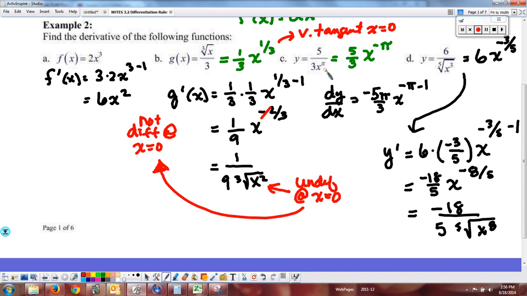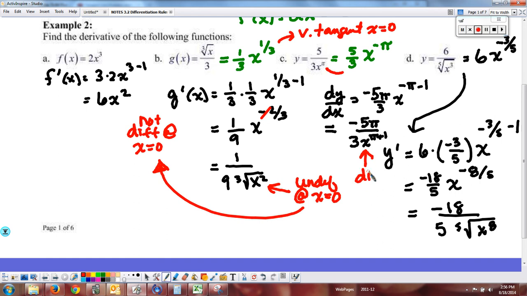For example, we take a look here at C, kind of the same idea. We know that this is not differentiable at x equal to 0 because at x equal to 0 we have a division by 0 problem, okay? And I didn't rewrite this at the time, but if I do rewrite this, you'll see that this right here is actually a negative number, right? Because negative pi minus 1. So this x is really in the bottom. We could rewrite this as negative 5 pi over 3 x to the pi plus 1. So we also have a division by 0 problem here as well.